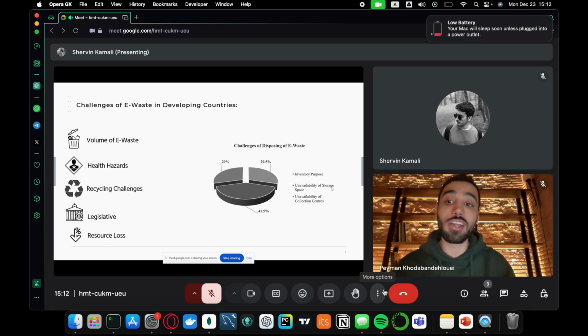And the next one can be recycling challenges, because for example, one way to recycle these e-wastes is to use acids. But acids also put pollution in the nature, and acid is also dangerous for humans. So here is also a big challenge, and we need a really good plan. And the next challenge is legislative and the lack of regulations for these kind of waste. And the next one is resources challenges, which in the recycling process we might lose many valuable materials and make them toxic. So we need to focus on this.